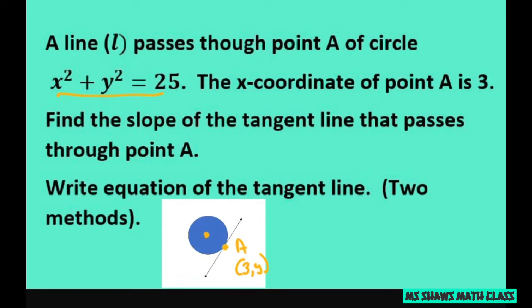Notice that this tangent line is positive. Let's just look at that. We're going to find the slope of the tangent line that passes through this point A and write an equation of the tangent line. I'm going to use both methods, the point slope form and the slope intercept form. I'm also going to put it in standard form, mainly for practice for SAT.